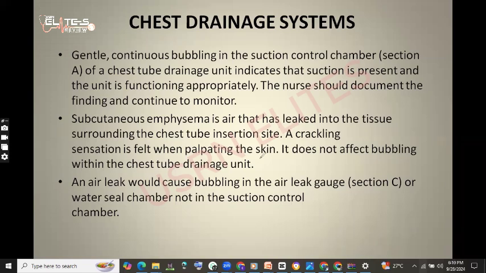When palpating the skin, it does not affect bubbling within the chest tube drainage unit. An air leak would show in the air leak gauge or water seal chamber, but not in the suction control chamber. So, the summary of everything is what I've told you. I don't have that modernized picture here, but in the meantime, if you have any questions before I start asking my questions.